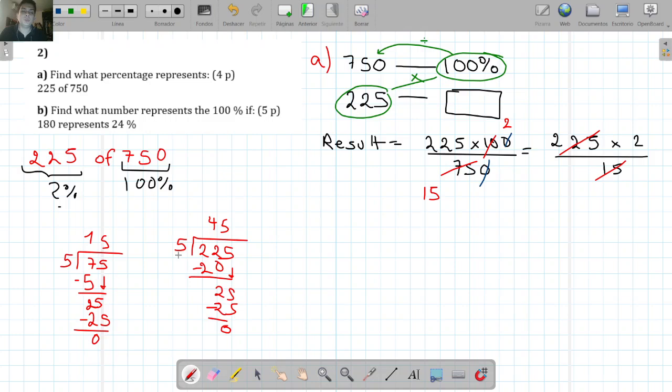So 225 divided by 5 will give me 45. And 15 divided by 5, you may see, is just going to be 3. So we are making this smaller because we don't want to work with big numbers. So we have 45 times 2 will be 90 divided by 3. 90 divided by 3 is just 30. So in that way we can see that our result is going to be 30%.